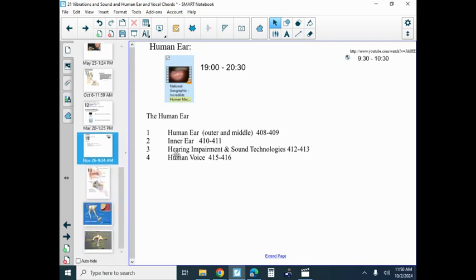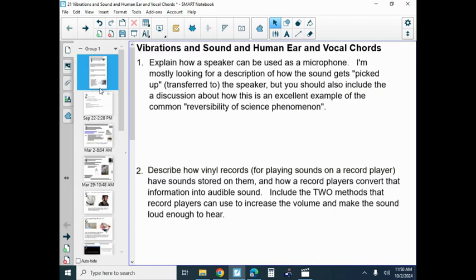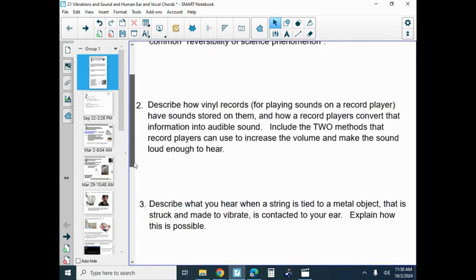Yeah, and then there's a little bit about the human voice too, but it's just vocal cords, or the cords are actually more like flaps of skin, vibrating and making vibrations, which you then hear as sound. So it's all about vibrations and sounds.